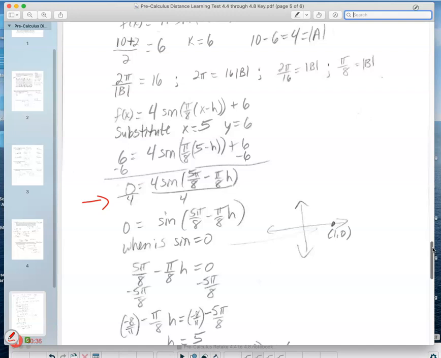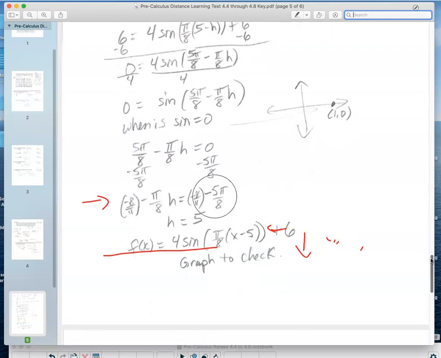I'd like to use a spot here that would be really super easy, and that happens at 0 radians, because remember, this is cosine and sine. So in order to have it say the sine of 0 equals 0, my 5 pi over 8 minus pi over 8 h would have to equal 0. So all I had left to do was to solve that. So I subtracted 5 pi over 8 from both sides, and then multiplied both sides by negative 8 over pi, and that gave me an H value of 5, and that was the last variable that I needed to write my equation. And then I went ahead and graphed it with my graphing calculator to make sure that it met all the requirements that were needed here.